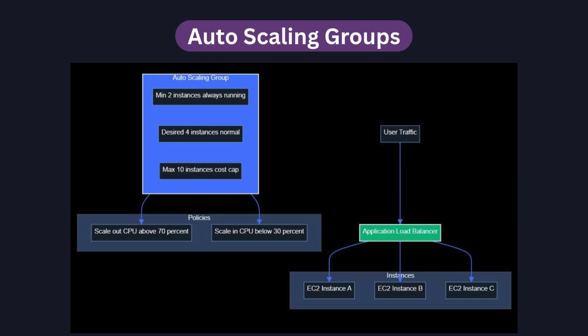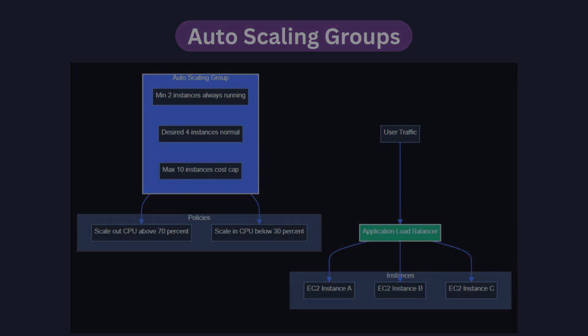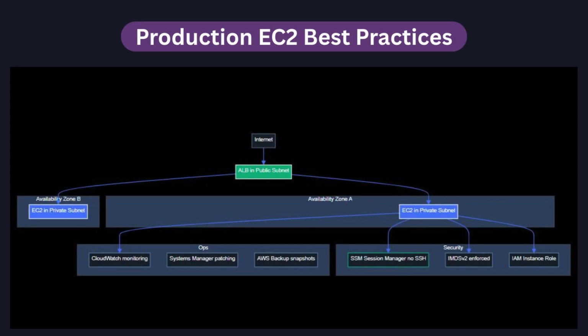Auto-scaling groups also distribute instances across multiple availability zones and replace unhealthy instances automatically, ensuring high availability and cost efficiency without manual intervention. Production EC2 best practices.